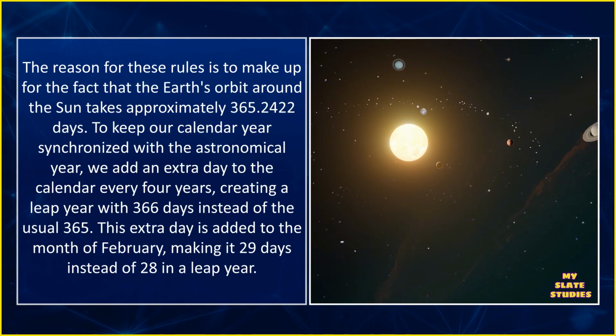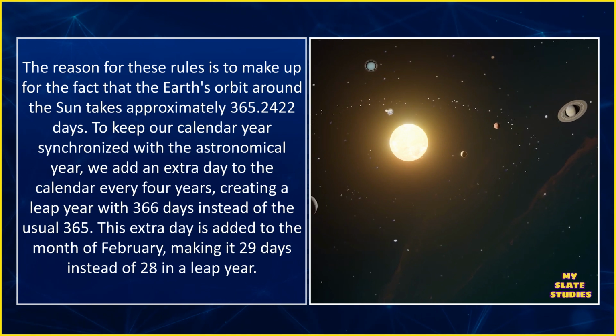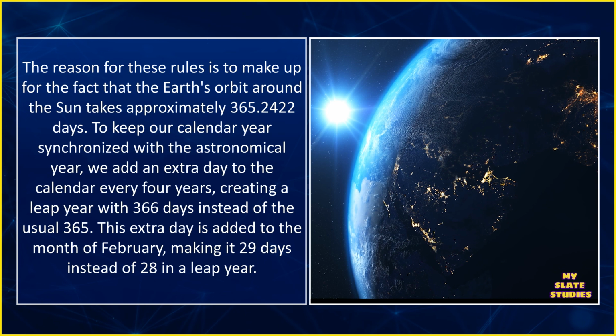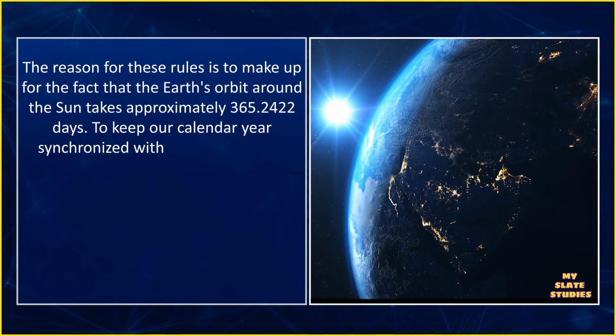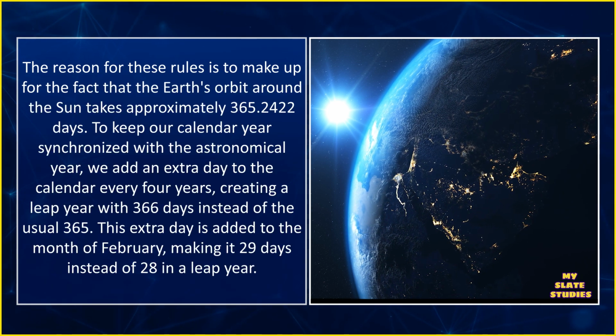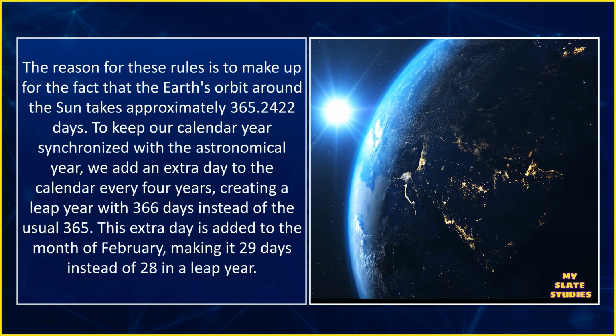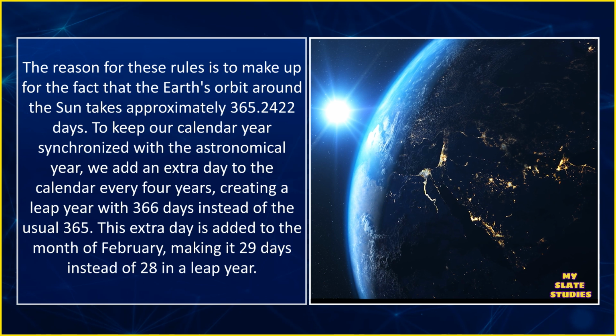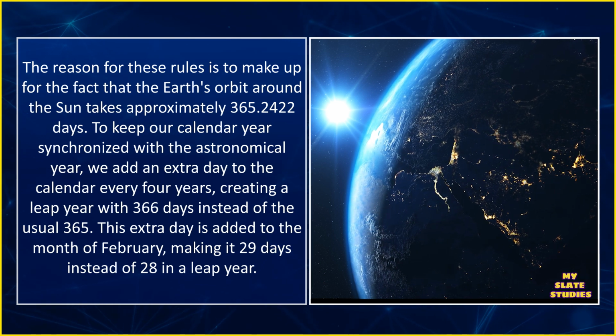The reason for these rules is to make up for the fact that the Earth's orbit around the Sun takes approximately 365.2422 days. To keep our calendar year synchronized with the astronomical year, we add an extra day to the calendar every 4 years, creating a leap year with 366 days instead of the usual 365.